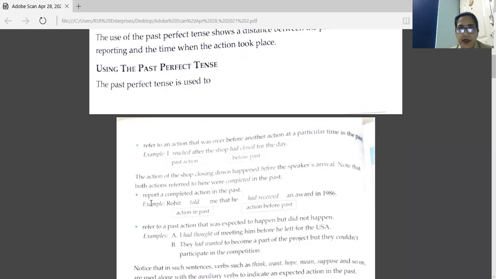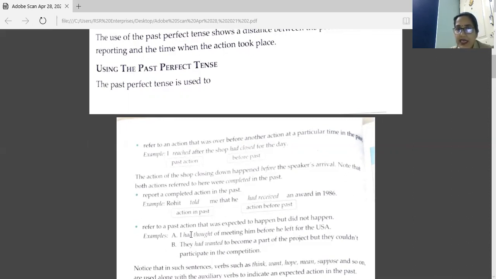Second point, report a completed action in the past. Something which had been completed in the past time. Rohit told me that he had received an award in 1986. This is the action in the past. This is the action which occurred before this past action. So here we have had received, past perfect, and here we have told, simple past.